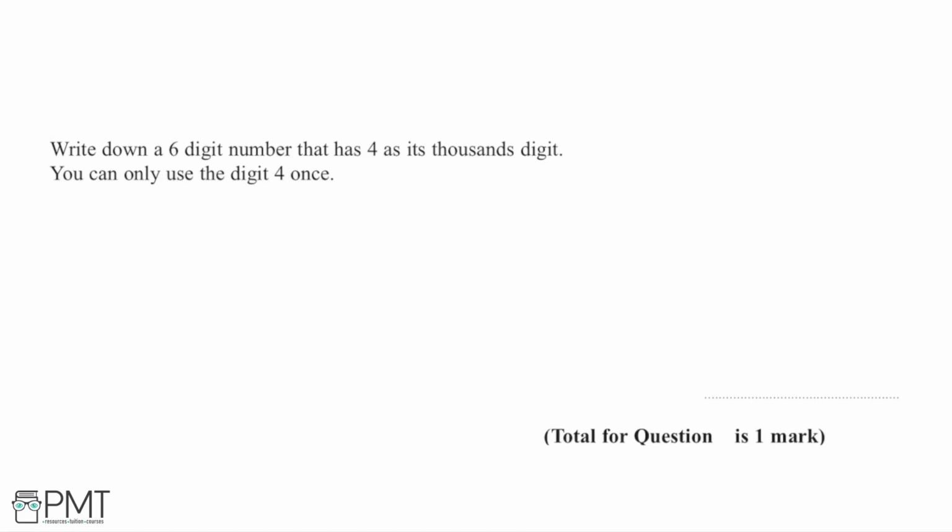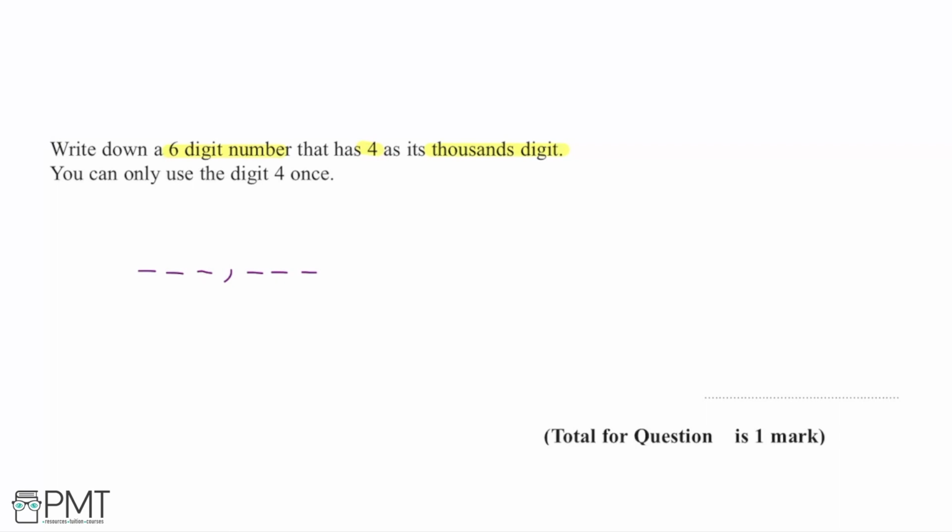So here I'm asked to write down a 6-digit number that has a 4 as its thousands digit, but I can only use the digit 4 once in this number. So for a question like this, I'd probably find it quite useful to draw out the spaces for the 6-digit number. So if we have 6 digits, I can draw out the spaces here. And I could put a comma after the first 3 working from the right, because sometimes we do that in numbers just so we can differentiate and easily see each lot of 3 digits.